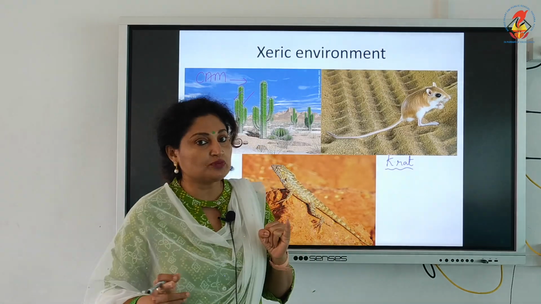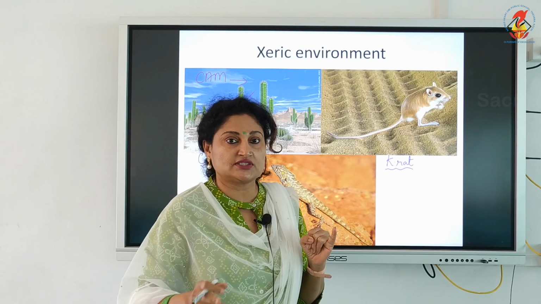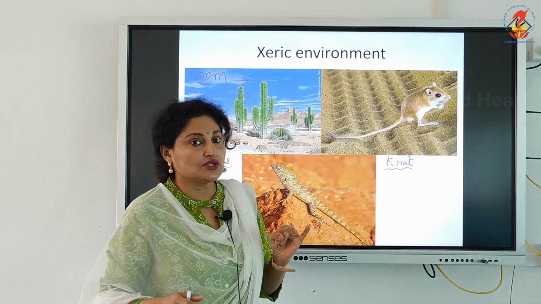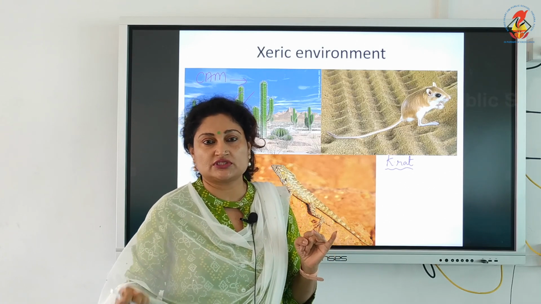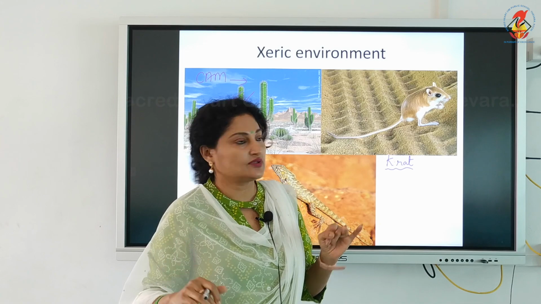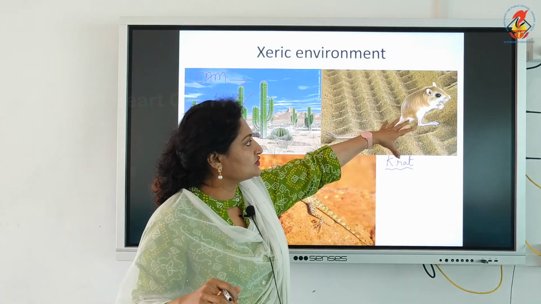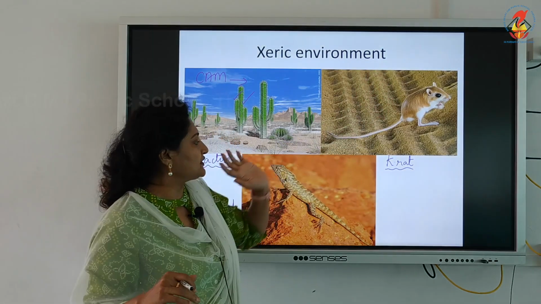Once again, how it meets the water requirement? By internal fat oxidation, where water is the byproduct. And second, the ability to concentrate urine. So water is not lost. So these are the 2 physiological adaptations of kangaroo rat. It's able to cope to that environment.